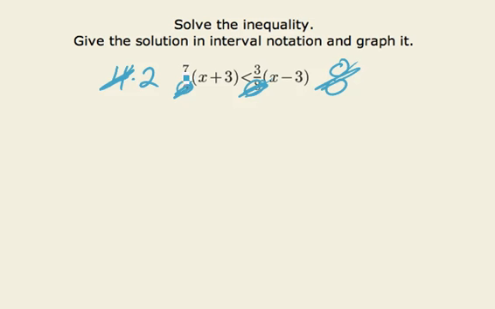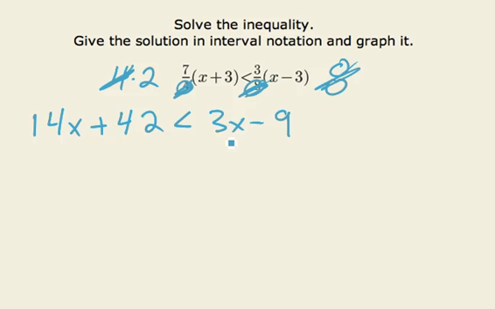So we multiply by this. What do we get? 2 times 7 times x plus 3. 2 times 7 is 14. 14 times x plus 14 times 3, which is 42. That's less than 3 times x minus 3 times 3, 9.